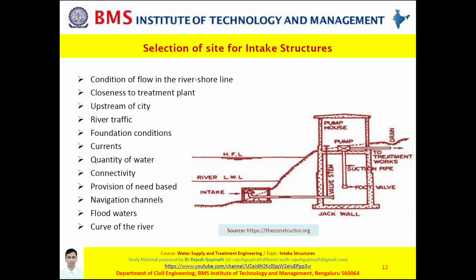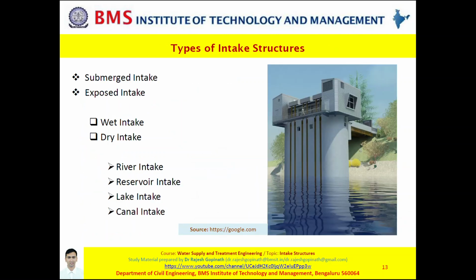Let us now move on to slide 13 to understand the different types of intake structures. The classification is in three manners. The first one is based on the relative positioning of the intake structure with respect to water line, so submerged or exposed. Second is based on the mode of removal of water, that is wet intake, dry intake. Third is most obvious, depending on the source from which the water is removed: reservoir intake, lake intake, canal intake and river intake. Let us now understand each one of these in a better manner.